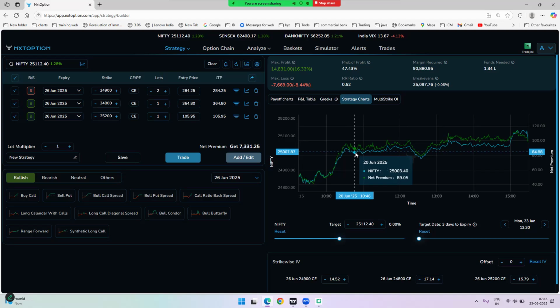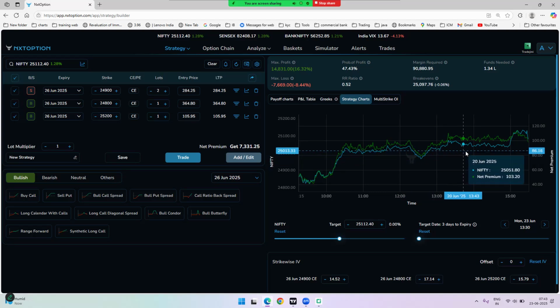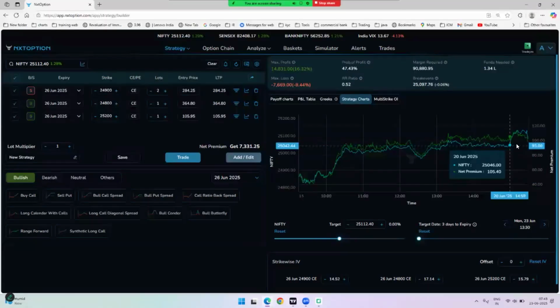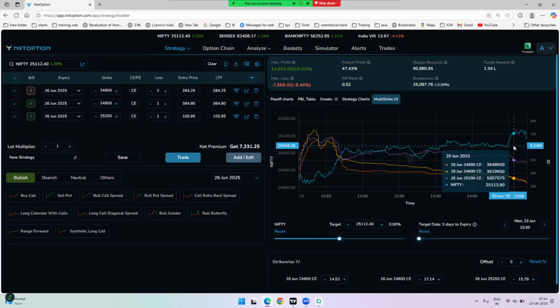Now, if you take this and check it over here, you can see how the premium changed along with the Nifty prices on 20th June. Okay, so by the end of the day today we will get to see how much this premium would have changed along with the Nifty. Then you can see the multi-strike OI: for whatever call options I select here, how is their open interest, that is, the number of open positions.